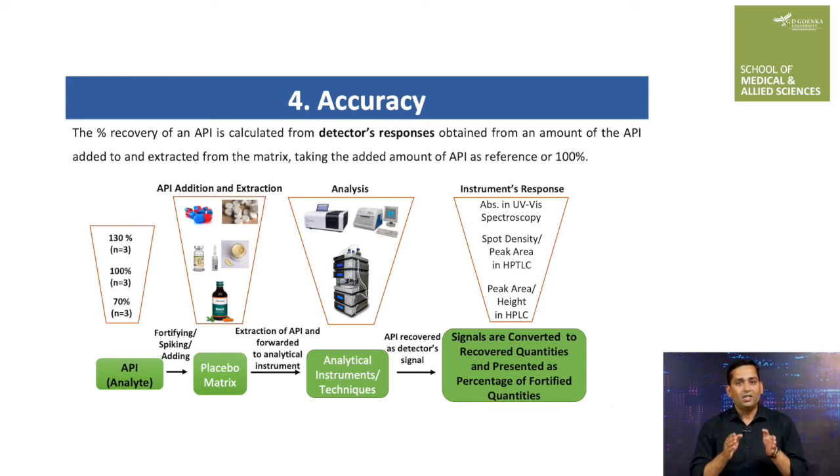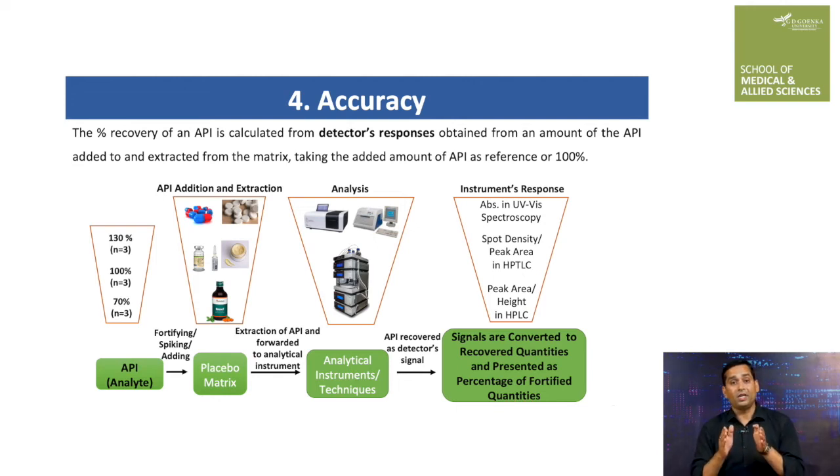The current slide represents the schematic of the general procedure of percent recovery studies to show accuracy of an analytical method. As a general procedure, a known quantity of an API is added to placebo matrix at 3 different levels, for example, 70%, 100% and 130%. And then this API is extracted with a suitable method.